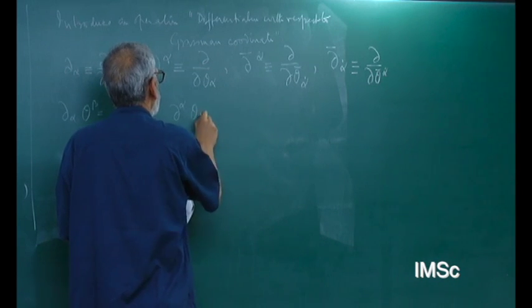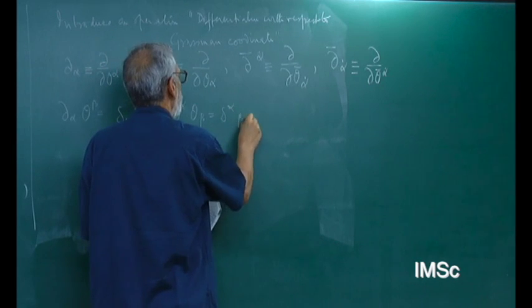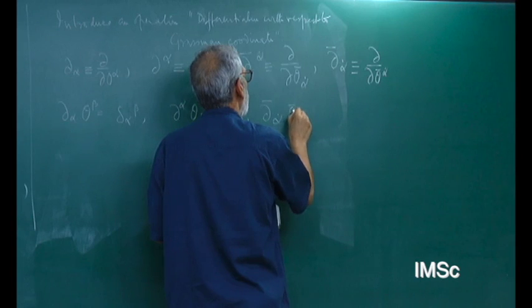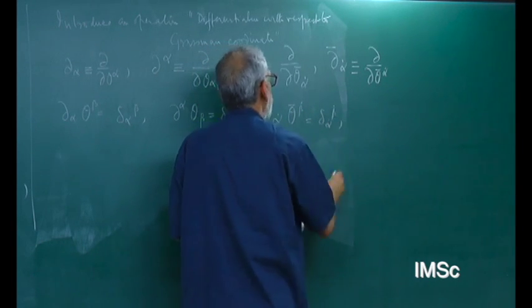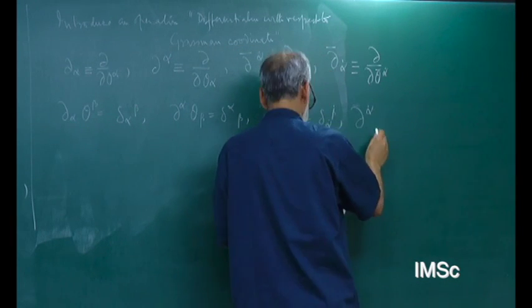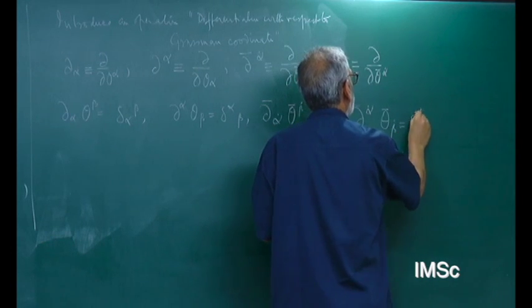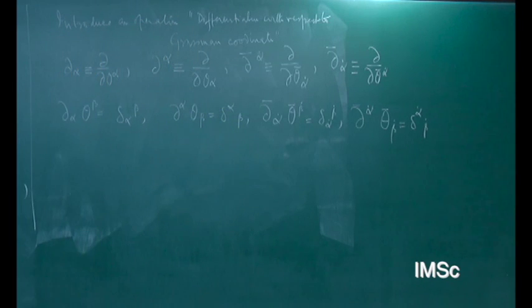d alpha down on theta beta down is delta alpha beta. D bar alpha dot up on theta bar beta dot up is delta alpha dot beta dot. D bar alpha dot up on theta bar beta dot down. Okay. So these rules are exactly the same as the rules for ordinary differentiation over real functions.